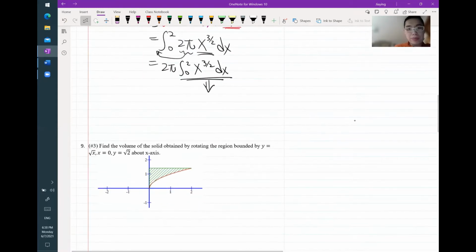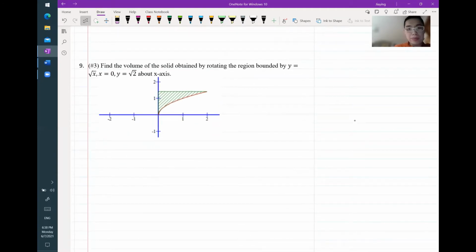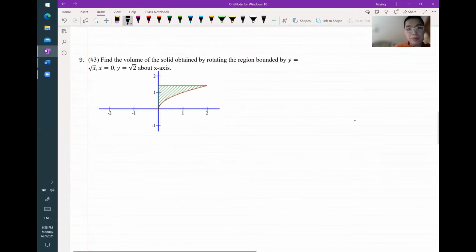All right, here's the next example. In this example, we're going to take this shaded region and then we're going to rotate it about the x-axis. So we're going to rotate around this axis. When we rotate that, we end up with this solid.